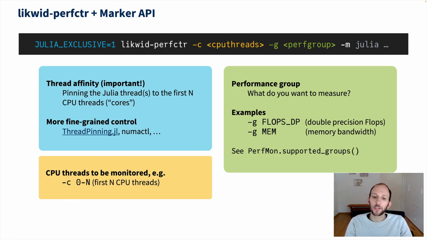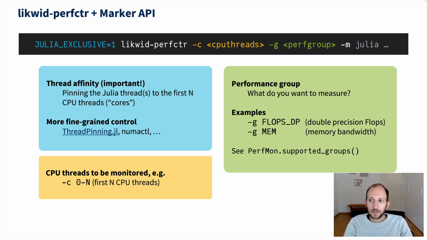-g is the argument where you can provide the performance group, as we did to the macro earlier. So here you could, for example, write FLOPS_DP for double precision floating point statistics. And again, you can get an entire list of these with PerfMon.supported_groups. Finally, you need -m to turn on the marker API, and then after all this mess comes your regular Julia code. So just julia --project -t, whatever, your code.